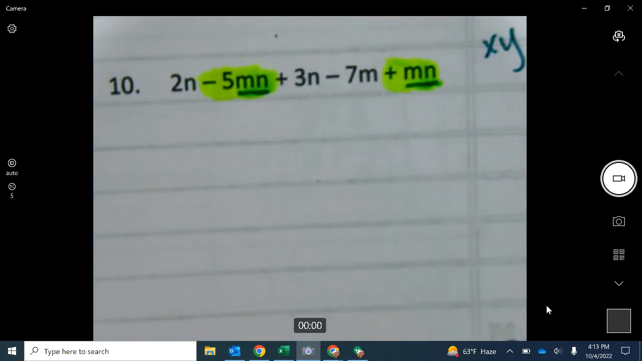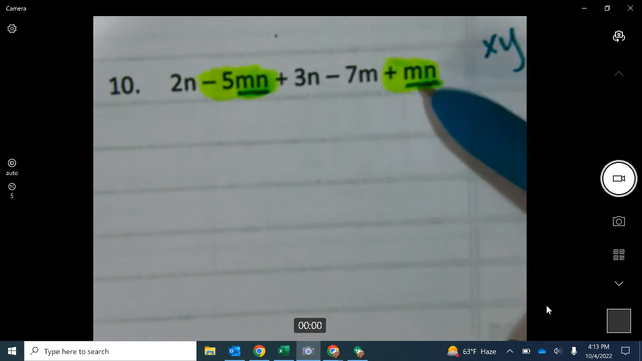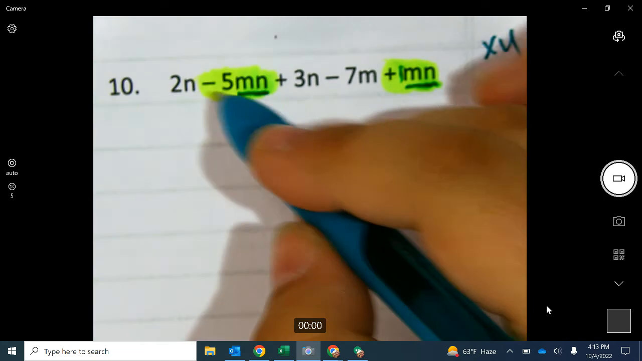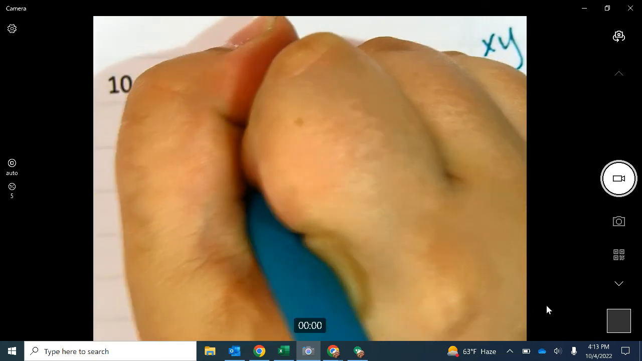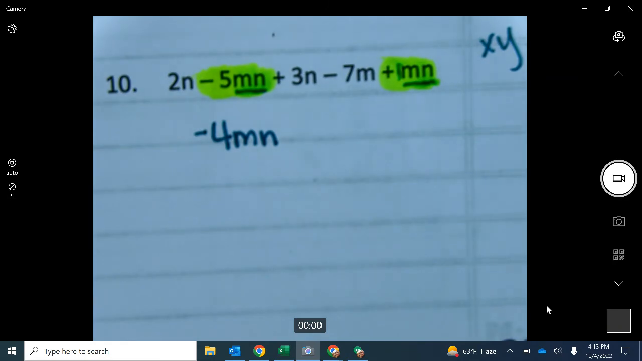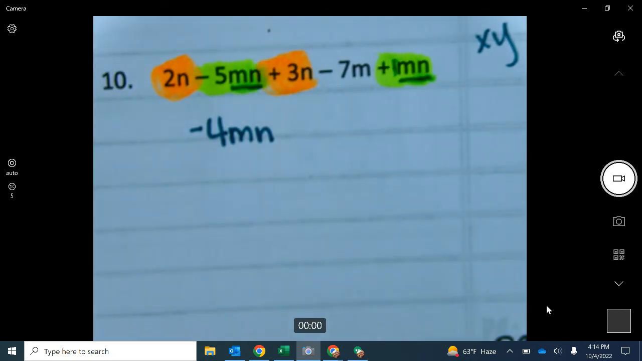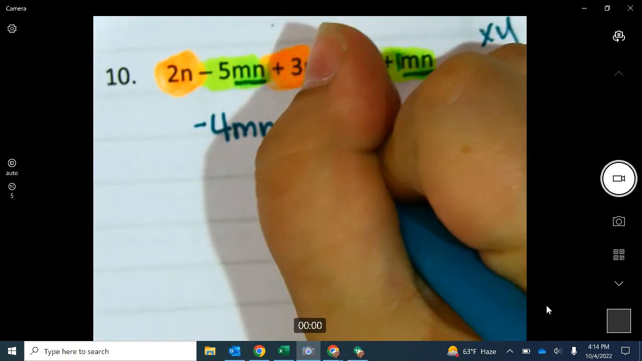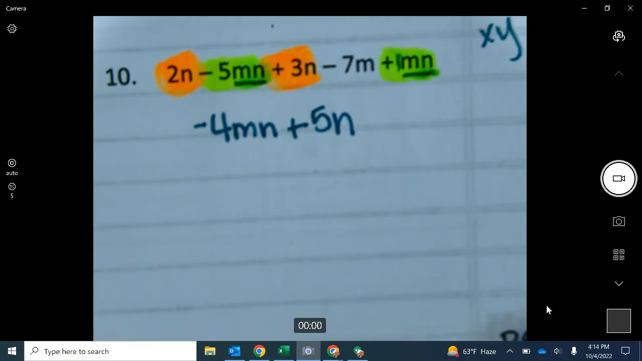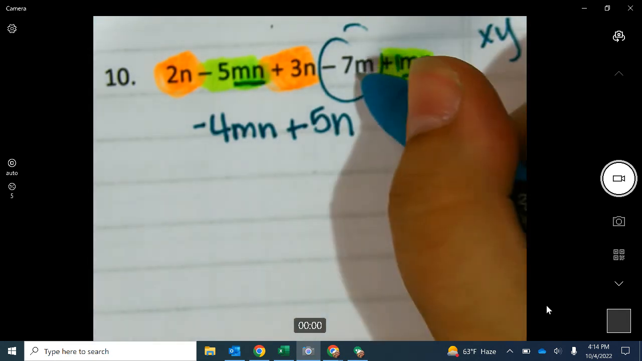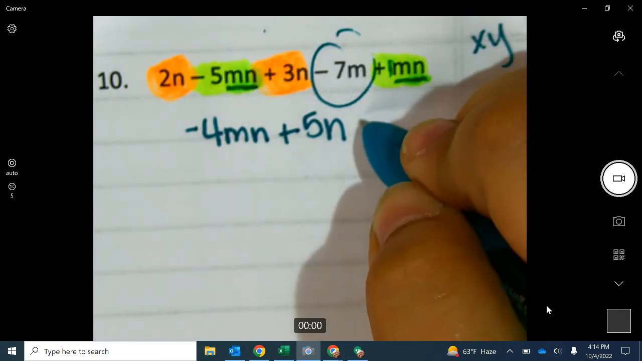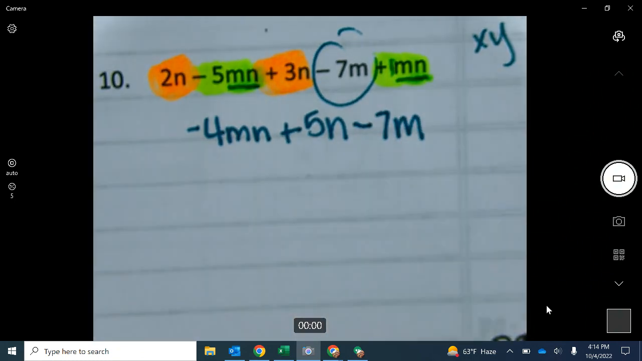So I have negative 5 mn plus 1 mn. So if I'm at -5 and then I add 1, I'm at -4 mn. All right, next, let's look at our just n's. Okay, I've got a 2n right there and a plus 3n right there. 2 plus 3 is 5, so I have 5 n's total. And then last but not least is this m. That's by itself without an n, just an m. And that is the only one of its kind, so we are just going to do -7m.